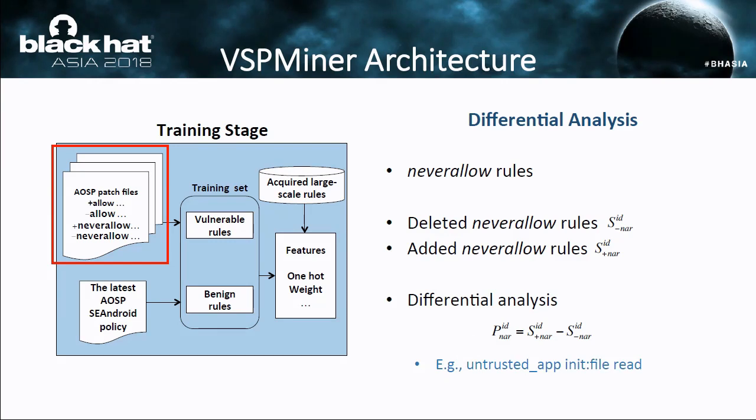And similarly, we will perform a very similar approach on the neverallow rules, and we can get the deleted neverallow rules and also the added neverallow rules. But different from the allow rules, we will use the added neverallow rules minus the deleted neverallow rules. It's very easy to understand, right? So in the final result, for example, we can get untrusted app to read init files. This will appear in the neverallow rules.